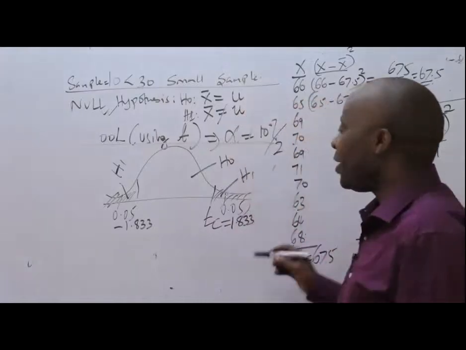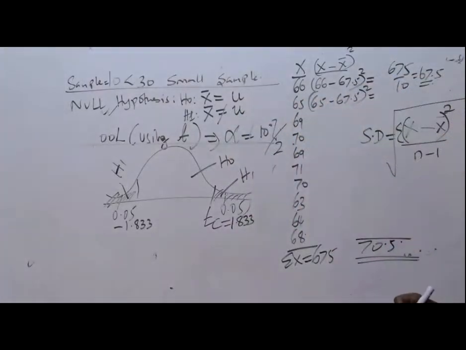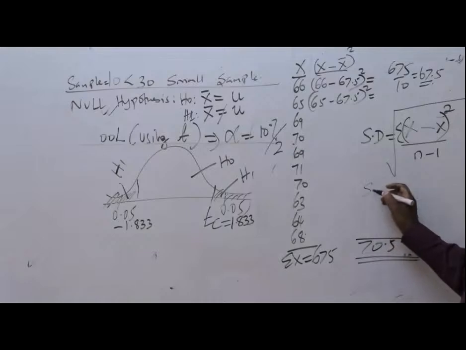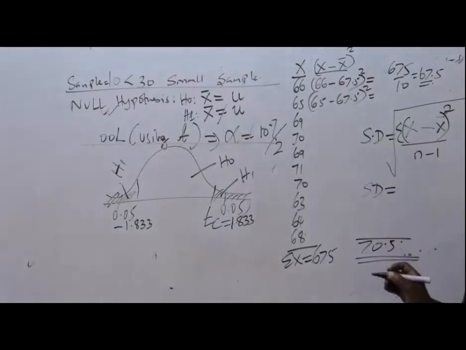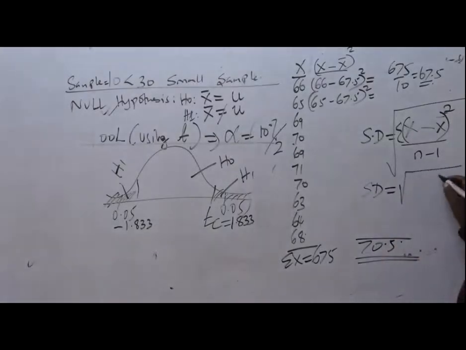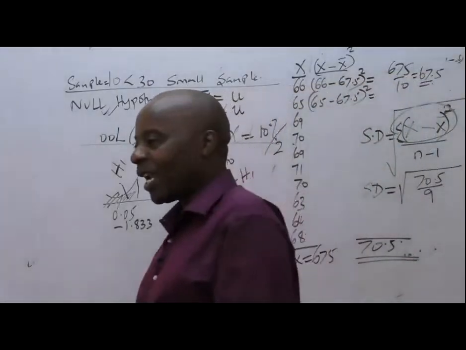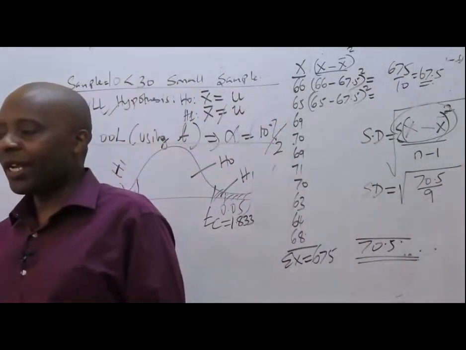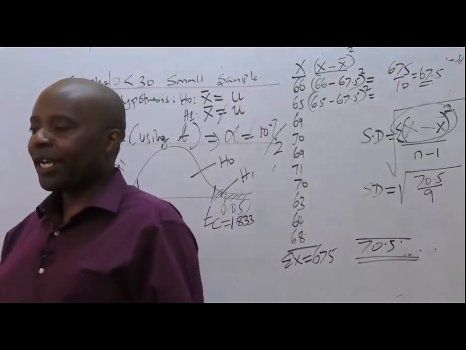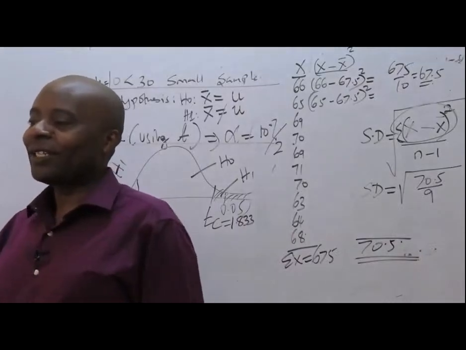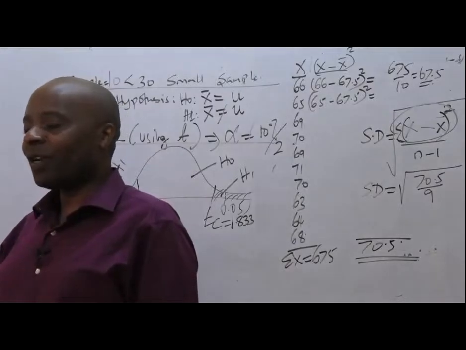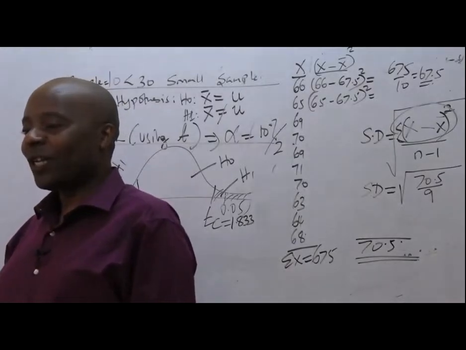So then come and feed onto this formula, and then you give me the standard deviation. So the standard deviation here will be equal to the square root of this you've told me is 70.5 all over 9. Why 9? Because of 10 minus 1. So 70.5 divided by 9, whatever you get, give us the square root.